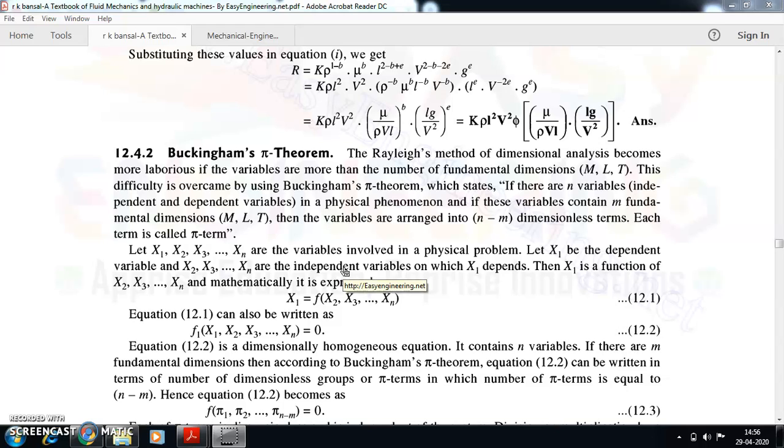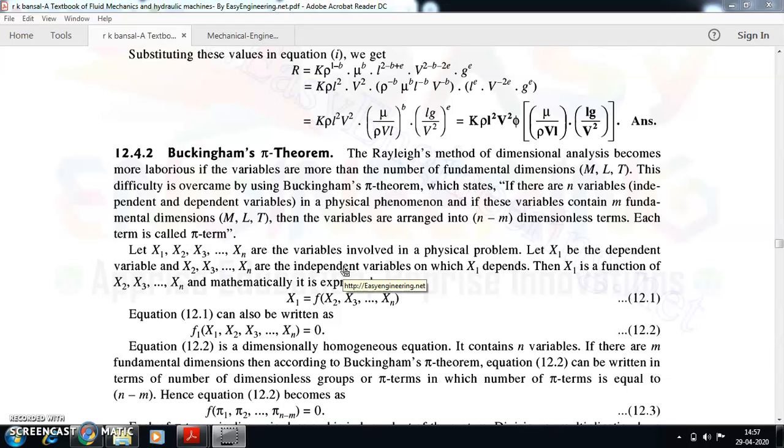The Rayleigh theorem actually has limitations with respect to the number of variables involved in a particular phenomenon. To find the relationship between the dependent and the independent variables, when the independent variables are more in number, that is, more than the fundamental dimensions involved in the phenomenon, then the Rayleigh theorem becomes very cumbersome to use. So Buckingham theorem is a better solution to find the relationship between variables.